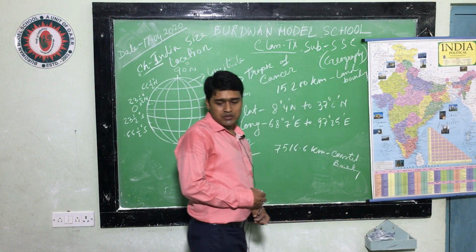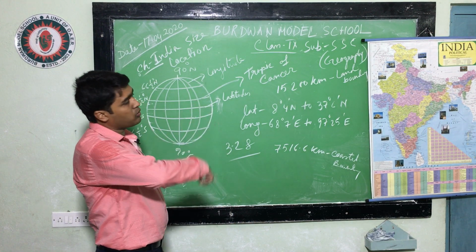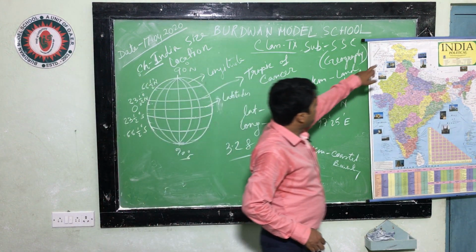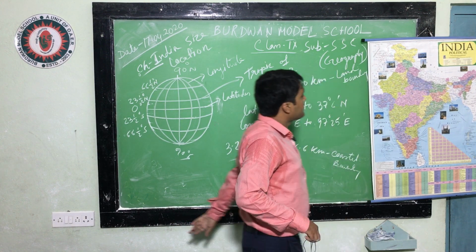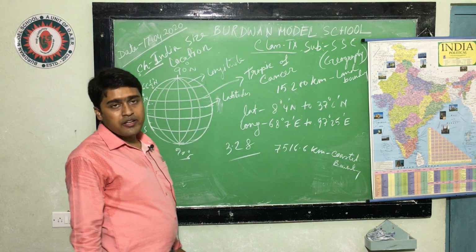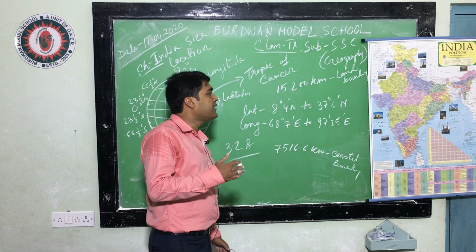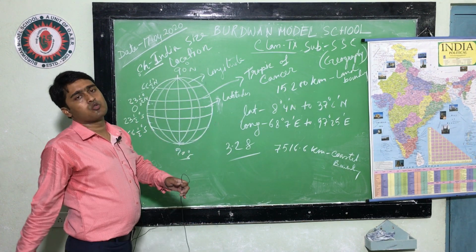This is 2,933 km, whereas from north to south, the total length is 3,214 km. This is the information, and from that information you can understand India is wider north to south rather than east to west.